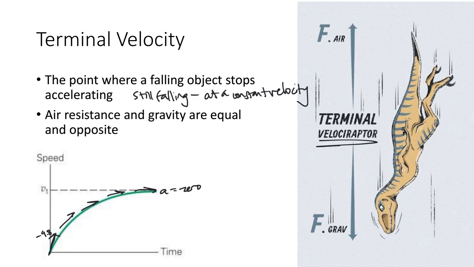This terminal velociraptor over here has equal and opposite force of air and force of gravity. So he's falling at his terminal velociraptoriness.